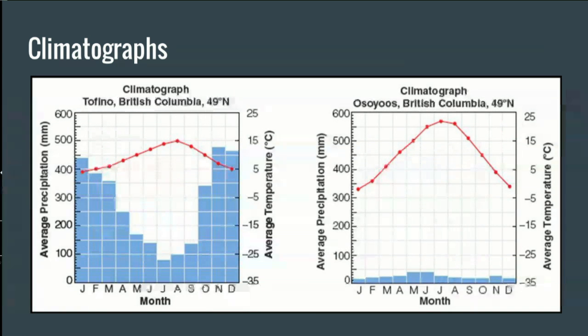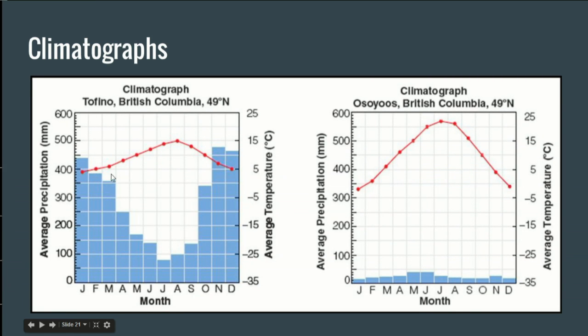Climatographs. One is from Tofino, so south coast off Vancouver Island. And the other one is Osoyoos, so just kind of south of us. Tofino and Osoyoos both have the same latitude, so 49 degrees north, so 49 degrees from the equator.